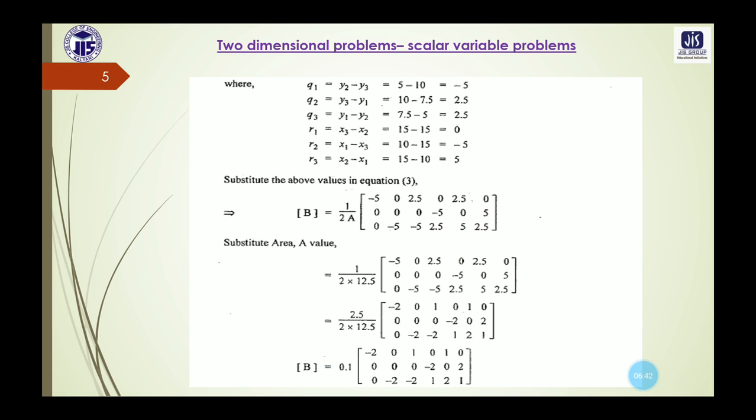Now we need to put the values of all these Q1, Q2, Q3 and R1, R2, R3 in the B matrix. We also need to put the value of the area. So finally, after two or three steps, we are getting the value of B, it is 0.1 multiplied by the 3 by 6 matrix.